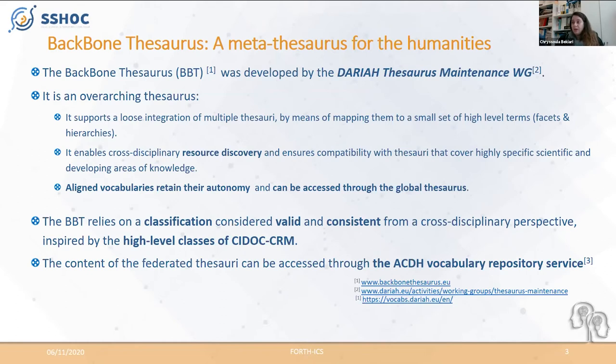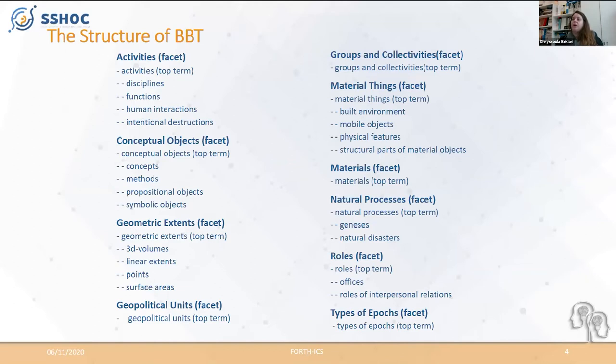The classification of the BBT is considered valid and consistent from a cross-disciplinary perspective, and it has been inspired by the high-level classes of CIDOC CRM, but it also takes into consideration the high level of the AAT, because it is widely used within the digital humanities area. The content of the federated thesauri would be accessed through the ACDH vocabulary repository service. I have a few links there if you're interested in looking at them. The structure of the BBT now looks like that, but there are scope notes for the facets and the hierarchies mentioned here, and you can browse them through the links that I provided before.